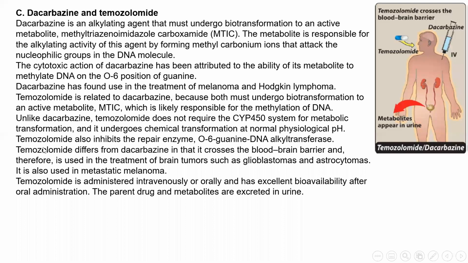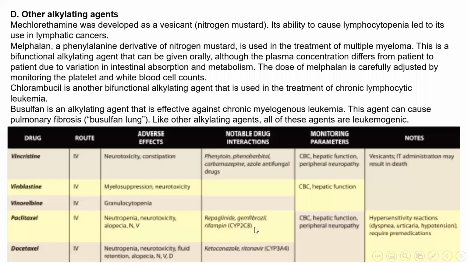Another difference in temozolomide in comparison with dacarbazine is that it has the ability to cross the blood-brain barrier, so it can be used in the treatment of brain tumors such as glioblastomas and astrocytomas. It is also used for the treatment of metastatic melanoma. Temozolomide is administered intravenously or orally and has excellent bioavailability after oral administration. The parent drug and metabolites are excreted in the urine, as we can see from this figure.